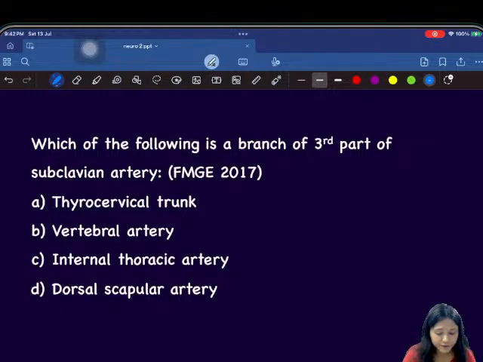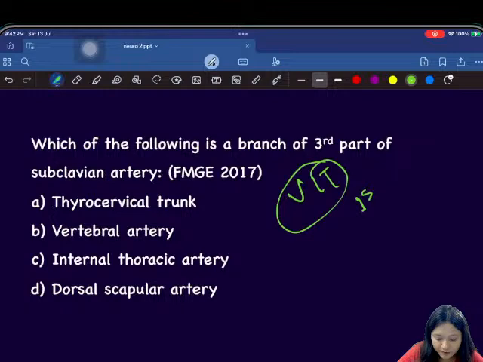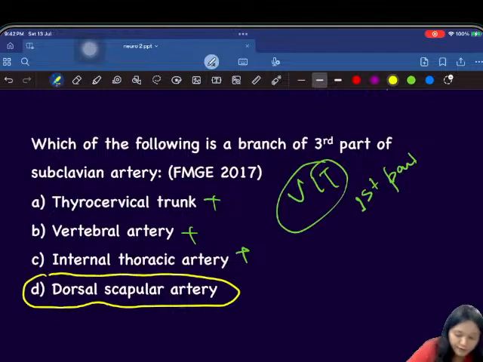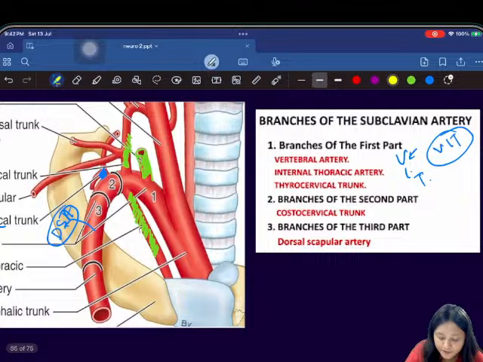What is the answer? Which is a branch of the third part of the subclavian artery? Any answer? Just now I have told you that VIT is coming from the first part. So thyrocervical is not it, vertebral is not it, internal thoracic is not it. So the answer is your dorsal scapular artery. Just now we have studied the last branch, the dorsal scapular artery, DSA.